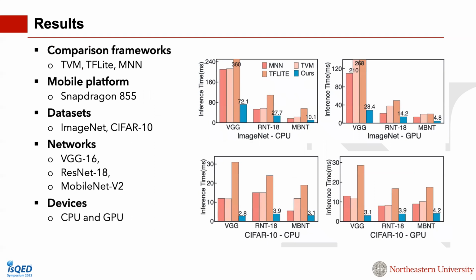Now we show our on-device inference speed results in this slide. We compared our method with different acceleration frameworks. They are TVM, TensorFlow Lite, and Alibaba MNN. We can see that our method outperformed baseline results significantly. Based on the results, we can see that our method achieved real-time execution on all representative DNN models.